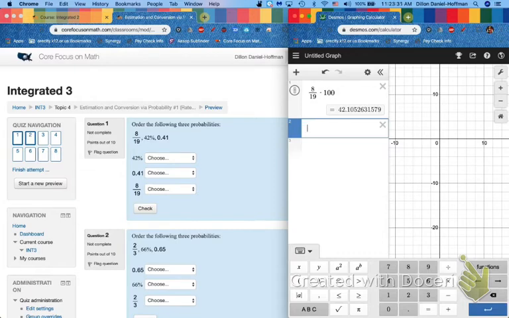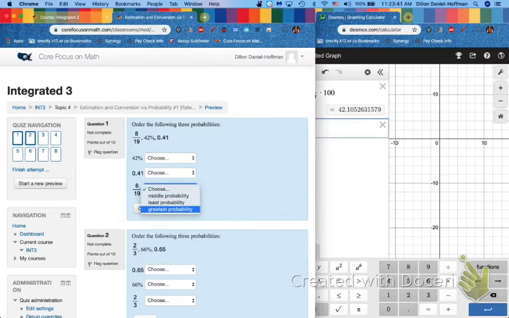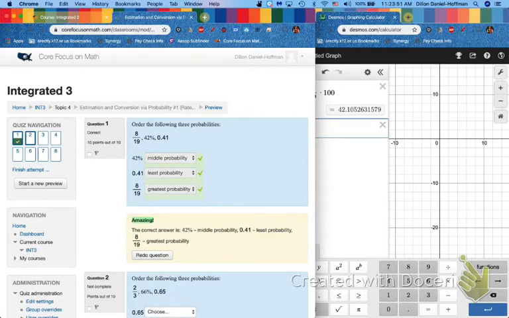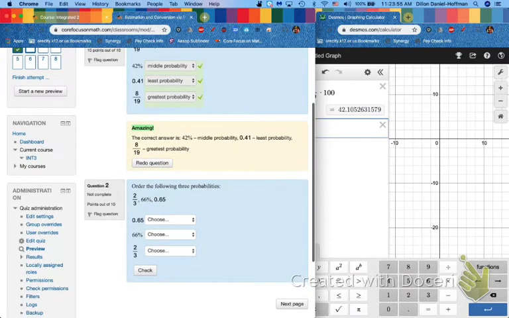Okay, so this 8 over 19 is actually more than 42%. It's like having $42 and rounds up to 11 cents. So that's actually the greatest. Then 42 is in the middle, and 41 is less than 42. So do the same thing on yours, and if you have a decimal that's longer than a certain percentage, that is more. Same thing with this next one.